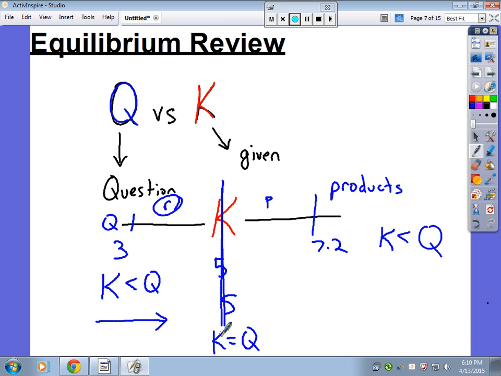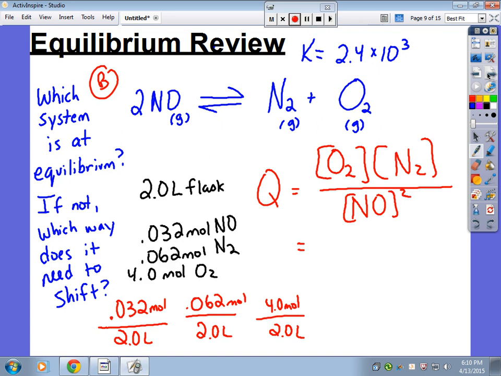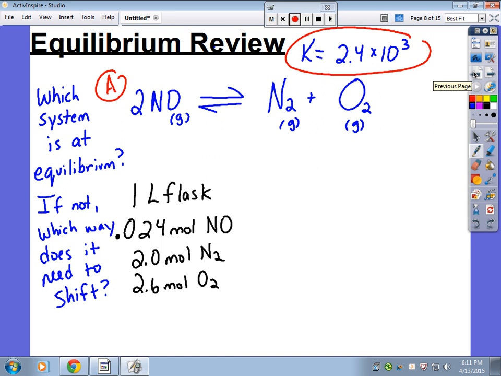So let's try a problem, and maybe this will make more sense. Just remember this little line. Now, you know that you're doing this kind of problem, and by the way, this has 3 parts, A, B, and C. In A, which system is at equilibrium? So that means A, B, or C. Is A in equilibrium? Is B in equilibrium? Is C in equilibrium? If not, which way does it need to shift? So the very first thing you need to know is which way does it need to shift. That tells you you're doing a Q problem. They always give you K, so here's your value for K.